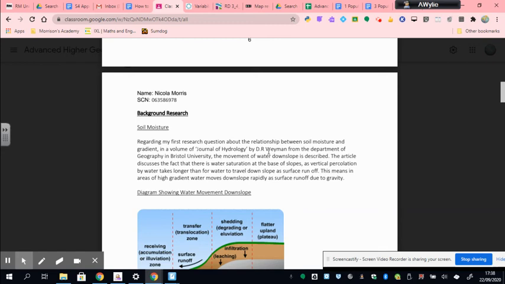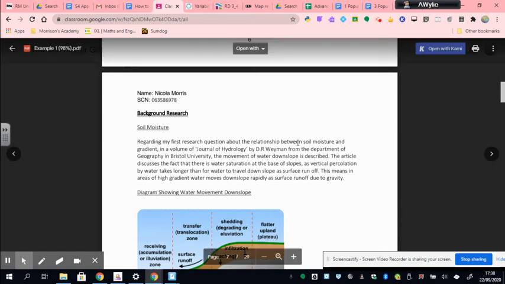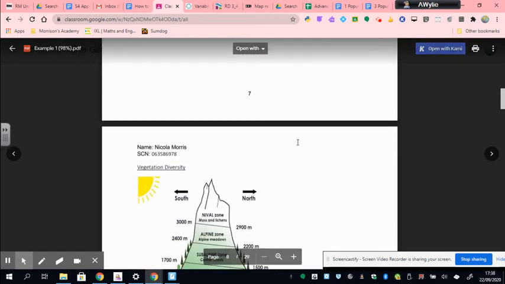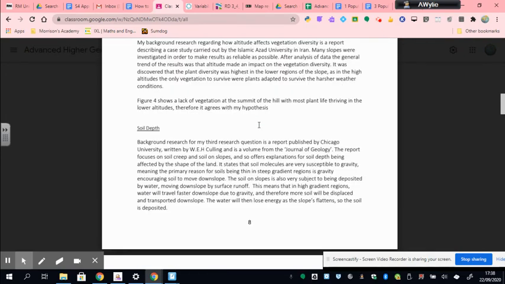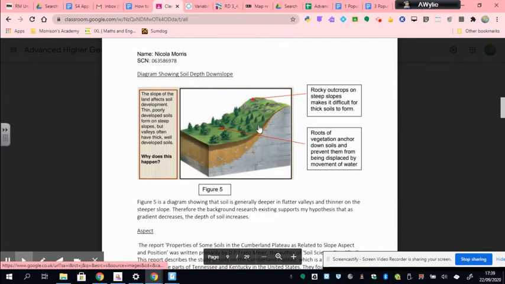Okay, right, so that's me just kind of showing you what a background research looks like. You can see the second research question was done here. This was the effect of altitude as you go further up on soil depth and some other things.